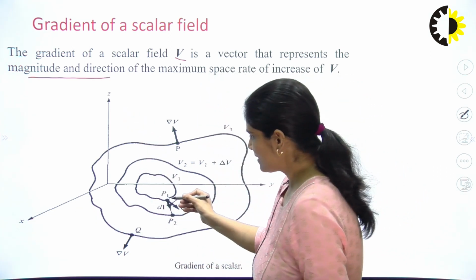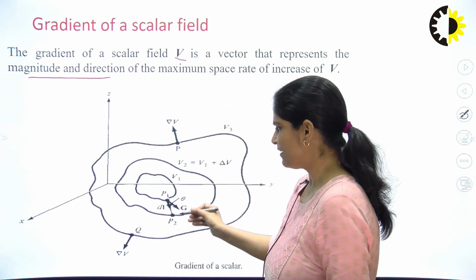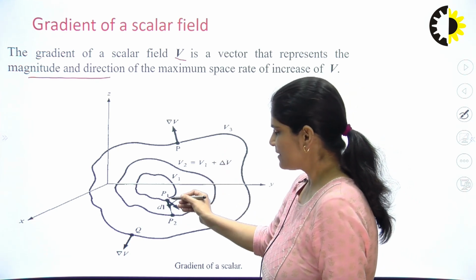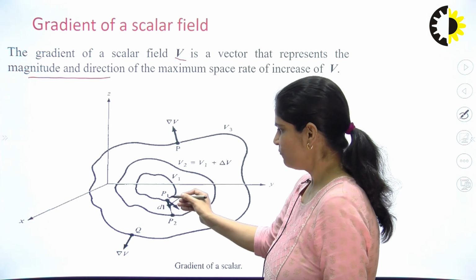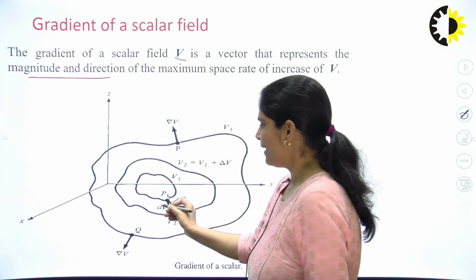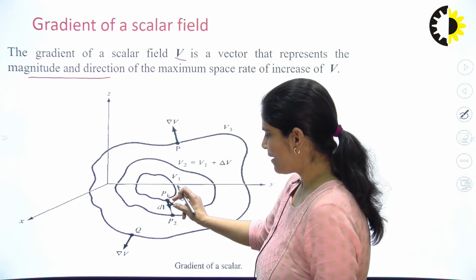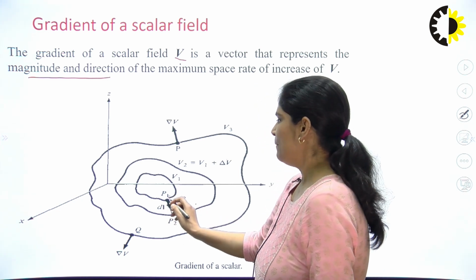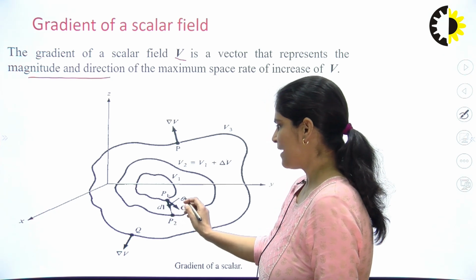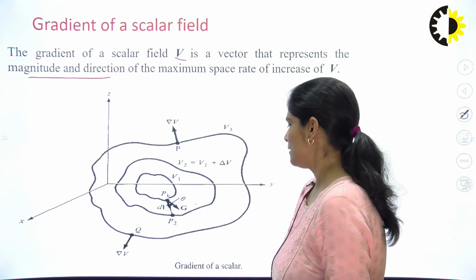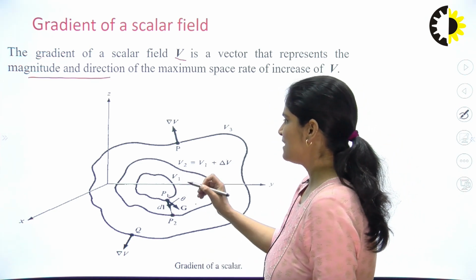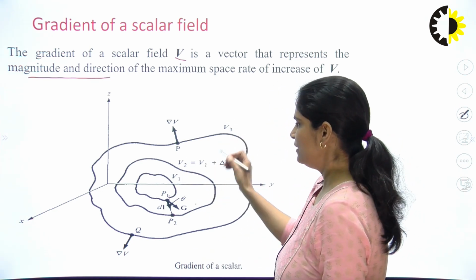Now here let us consider point P1. This is point P2. This is the field, and this is the open line from P1 to P2. Take some part of this line that is represented as dl, making an angle theta on this line, and G is represented as the gradient of a scalar field. Now this field represents V1, then V2, then V3, like this.